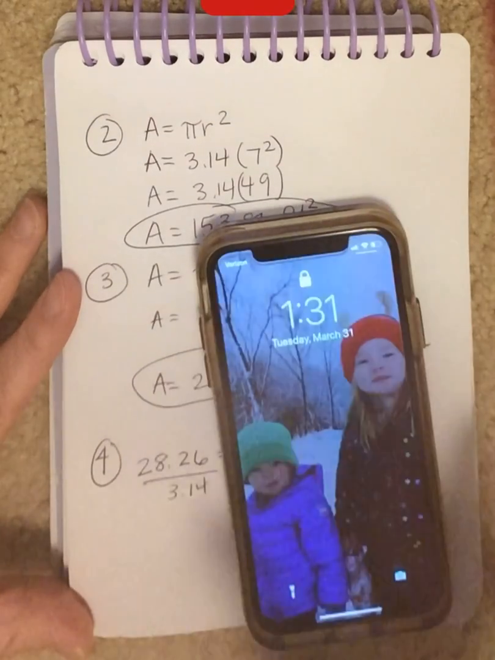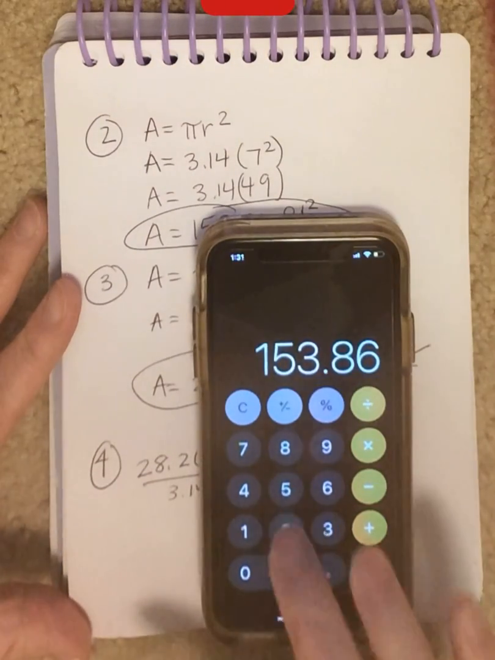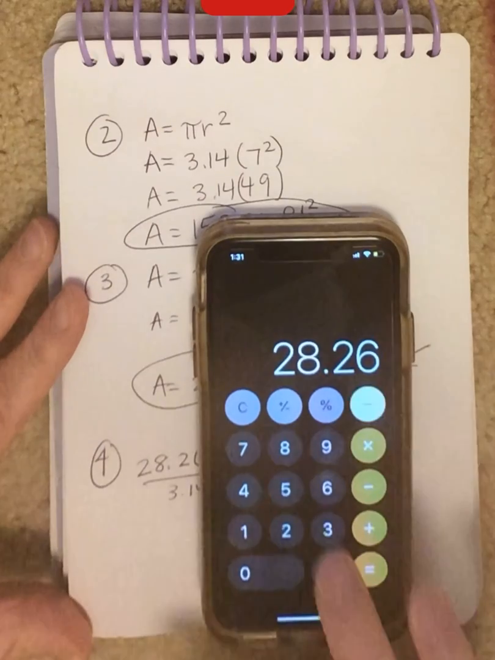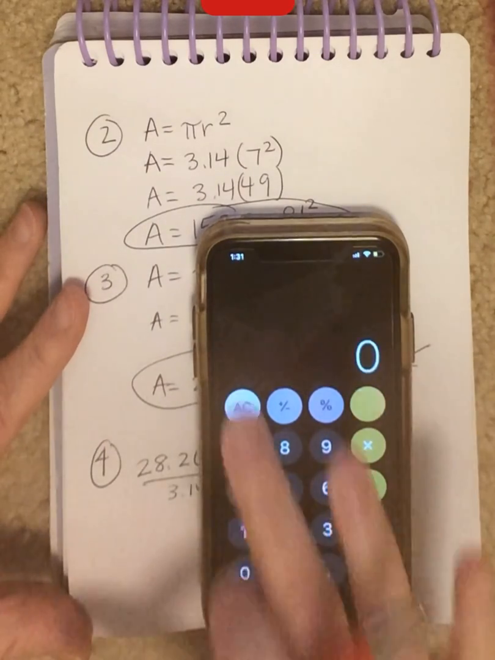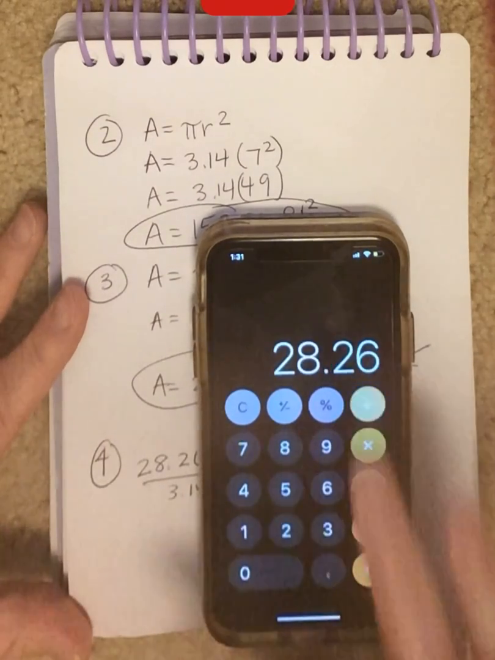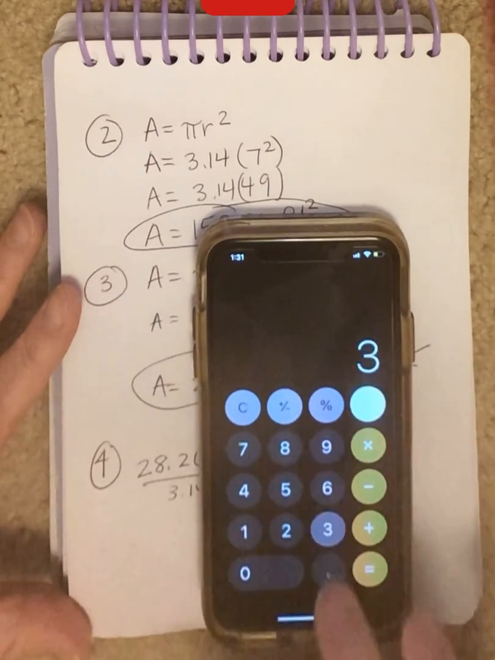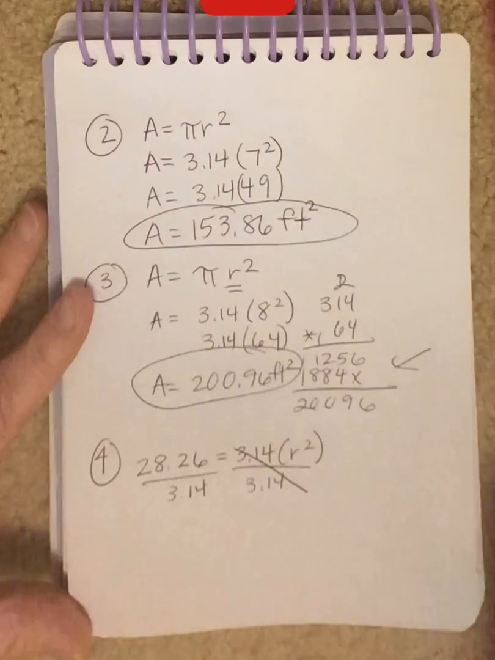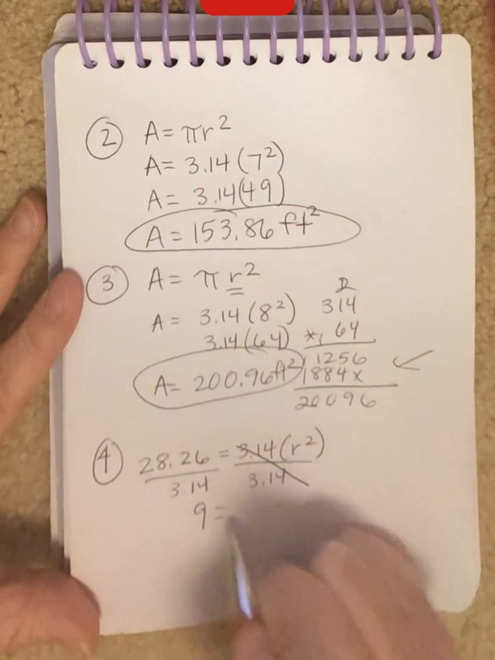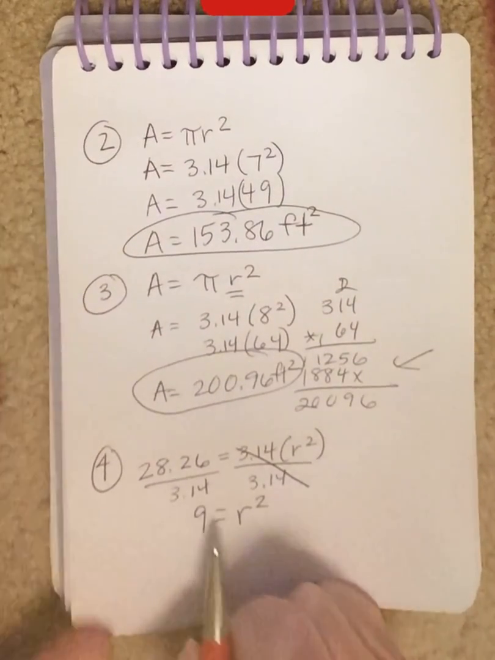So if I go back to my calculator, I can do 28.26 divided by 3.14, and I get 9. See, if I use that 3.14, I get nice, neat numbers. So 9 equals r squared.